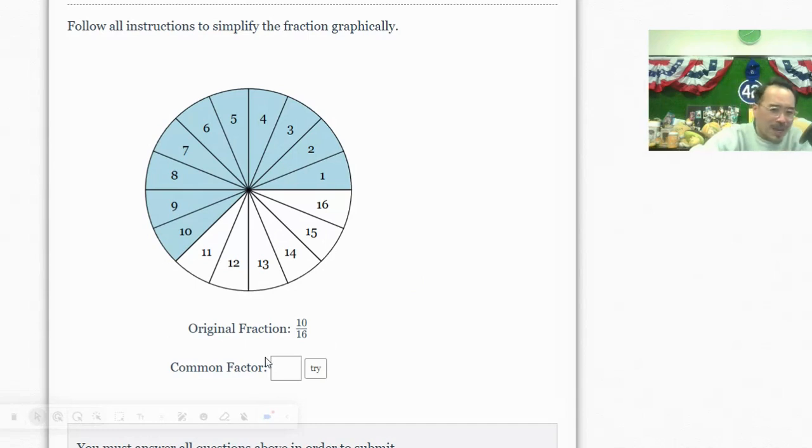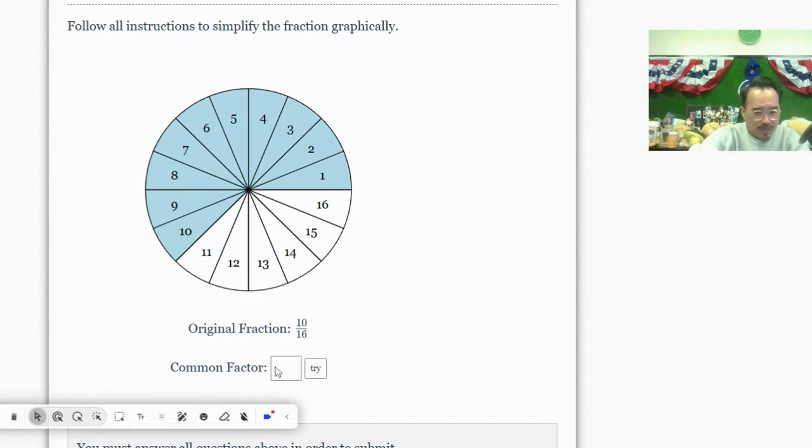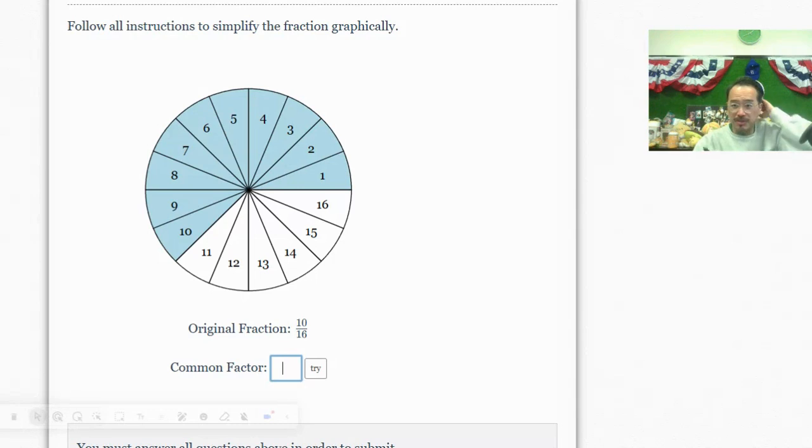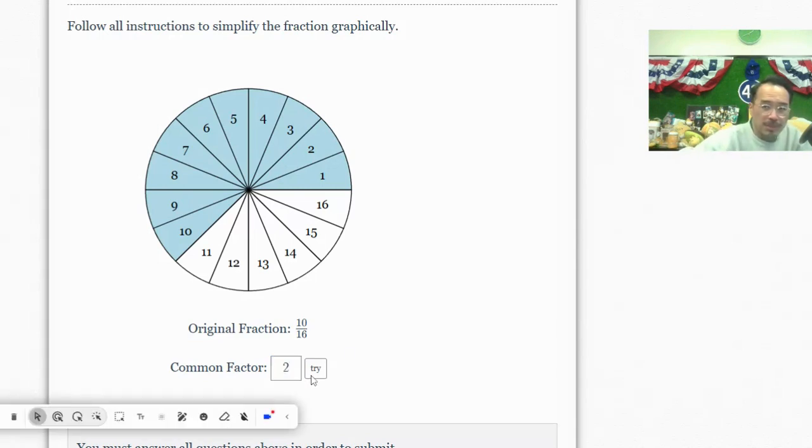All right. Now, what's a common factor? Remember the lesson we had in class the previous week. What's a number that goes in both 10 and 16? What's the only number that goes in both 10 and 16? Yeah, 2, because they're both even numbers. So I'm going to press try, and then we'll now watch the magic.